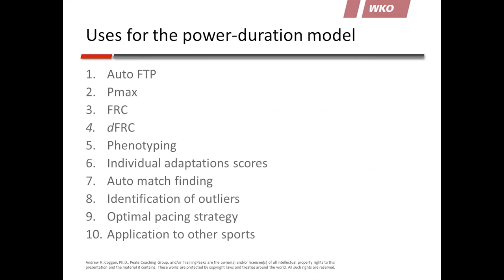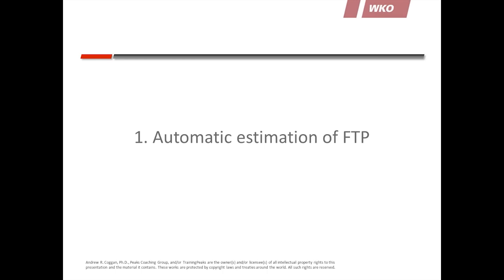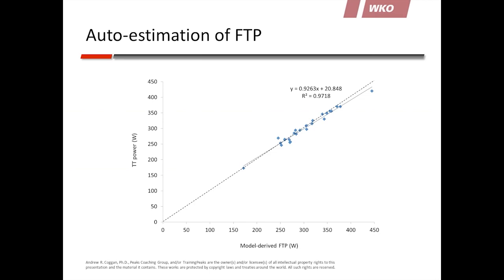All right, so to return to our list, and we'll just start from the top and wend our way through them. Automatic estimation of functional threshold power is one thing that the power duration model gives you the ability to do, and I showed this slide previously demonstrating that the model-derived FTP agrees quite nicely with somebody's power during a time trial of reasonable length. I.e. the model seems to nail it quite well, provided you feed it enough data, or enough good data, I should say. So I think that aspect, that utility to the modeling approach, is pretty obvious.